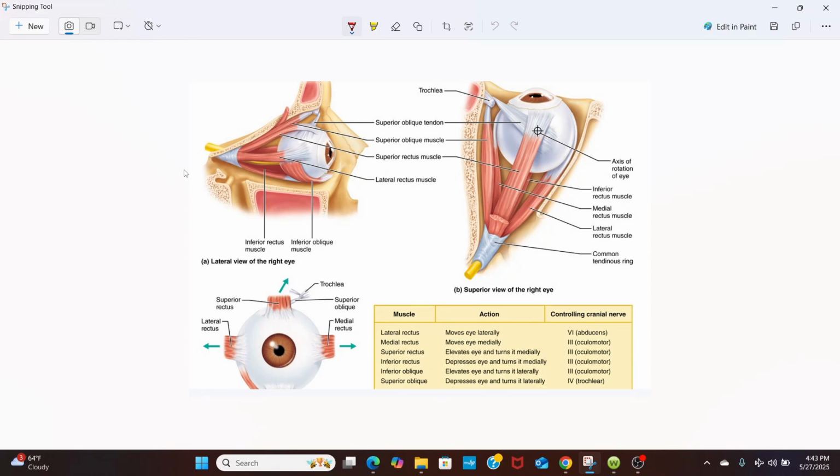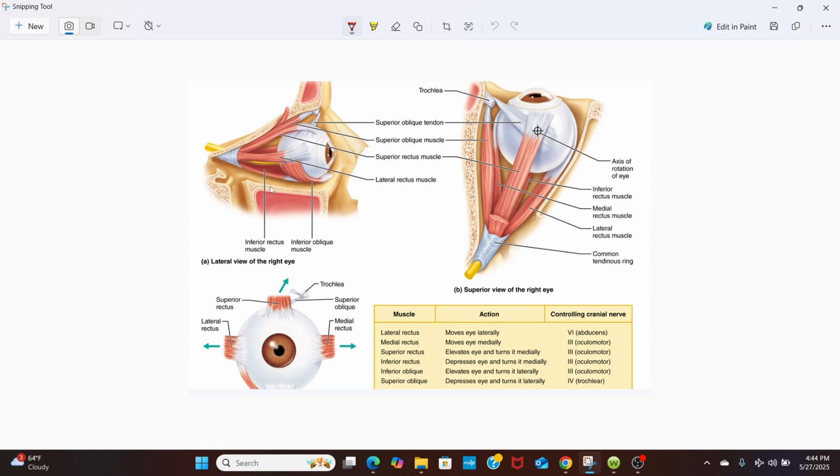There are six extrinsic eye muscles which originate from a common point here in the back of our eye socket and insert into the surface of the eyeball. Let's start with the superior rectus muscle. The superior rectus muscle is this. As you can see here, it originates from this common point in the back of our eye socket and inserts to the superior surface of our eyeball. And what it does is it moves our eyes upwards and medial.